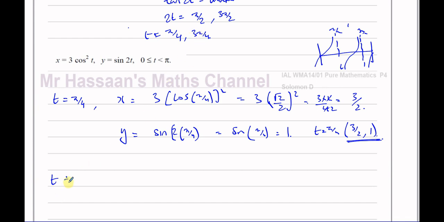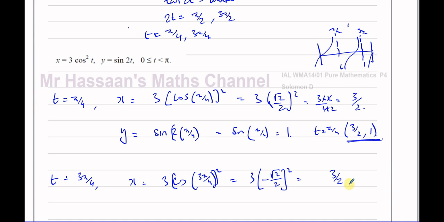3 pi over 4 is the other value. So we have x equals 3 times the cosine of 3 pi over 4 all squared. Now 3 pi over 4 gives you the same as root 2 over 2, but negative because it's in the second quadrant. So this is going to give you 3 times negative root 2 over 2, but squared is going to give you the same value, 3 over 2. That's the x-coordinate.